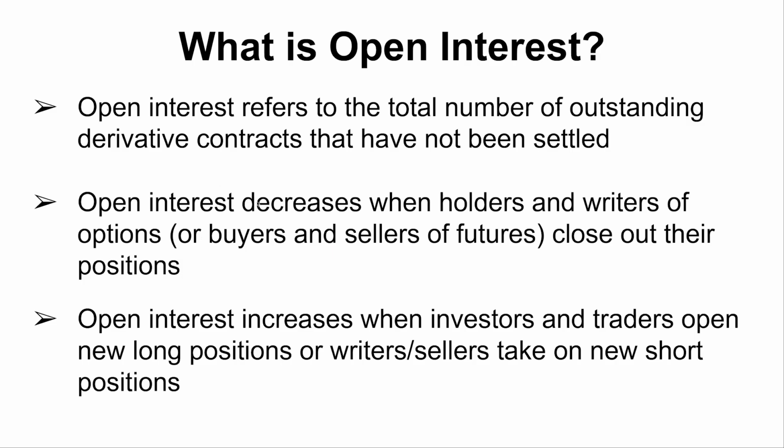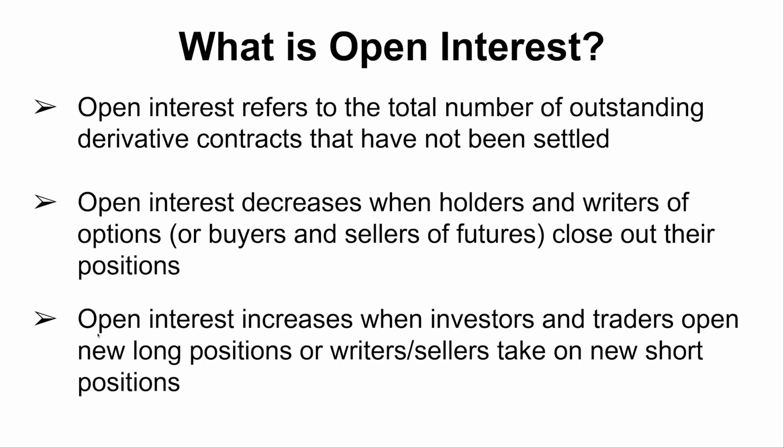When open interest is decreasing, this is when holders and writers or sellers of options, or buyers and sellers of futures, are closing out their positions. In the case of these derivatives exchanges we've gone over, we would be looking at the perpetual swap product. So the open interest is decreasing because the interest is closing by either buyers or sellers. Very simple way to think of it.